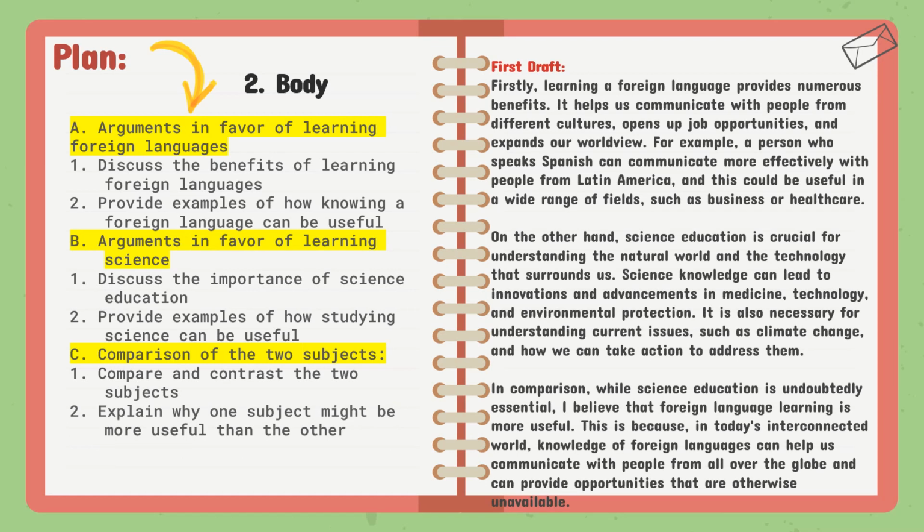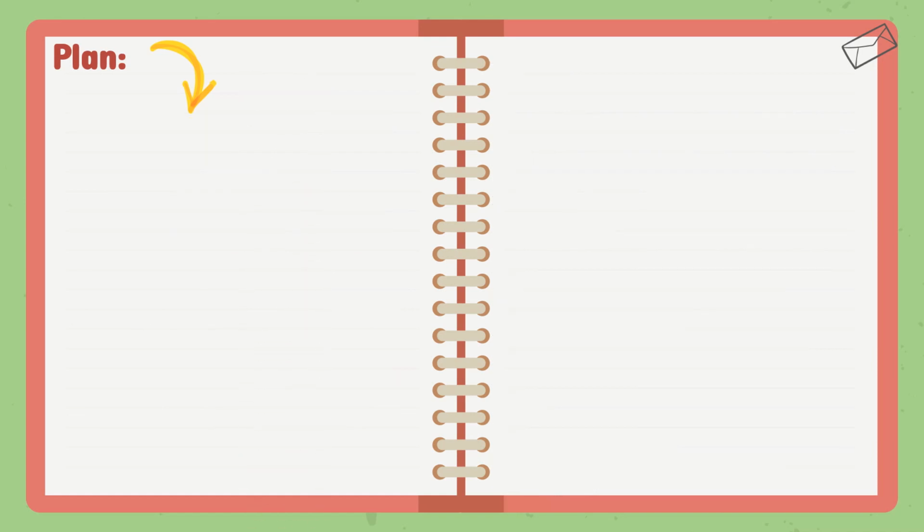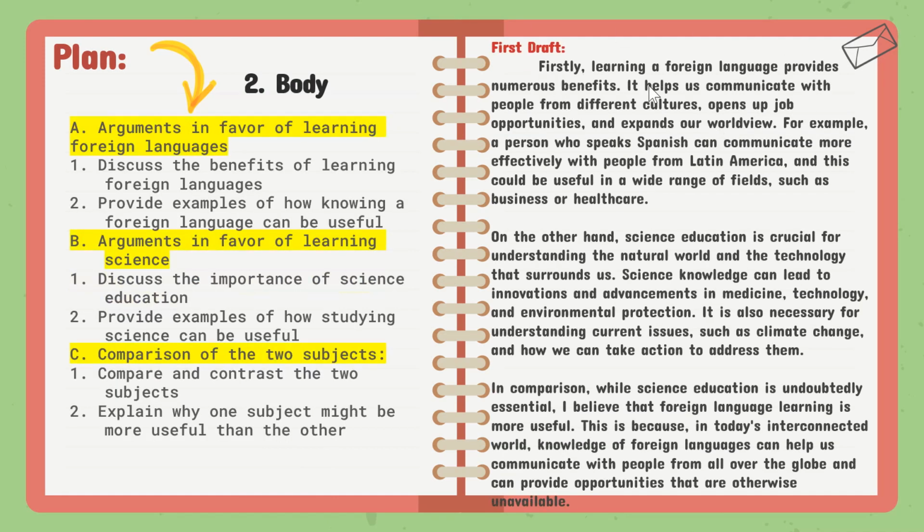Now, some of you might tell me, Mr., you made a mistake, which is I should leave a space, if you notice that. So let's see. Do you see? Firstly, learning a foreign language provides numerous benefits. It helps us communicate with people from different cultures. So here I'm making an argument in favor of learning foreign languages. So I am doing number one, discuss the benefits of learning foreign languages. One of the benefits is that you can communicate with people from different cultures, it opens up job opportunities, and expands our world view. So number one is done here.